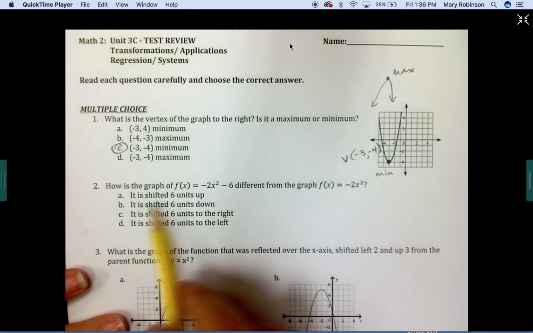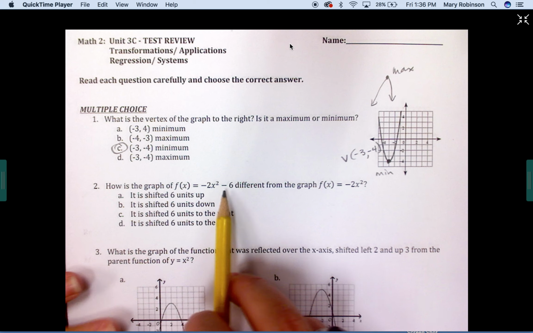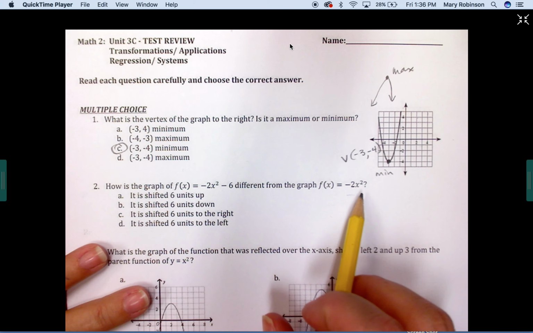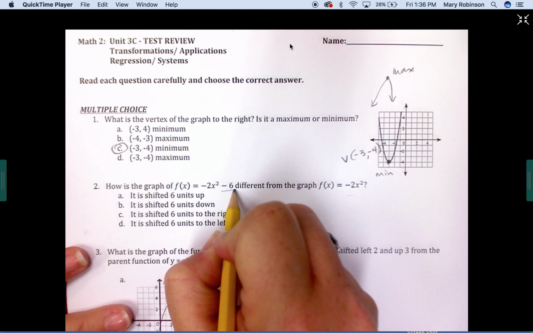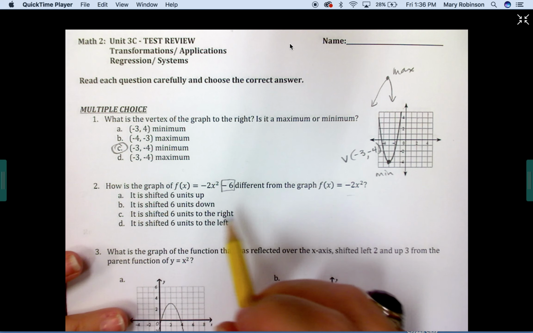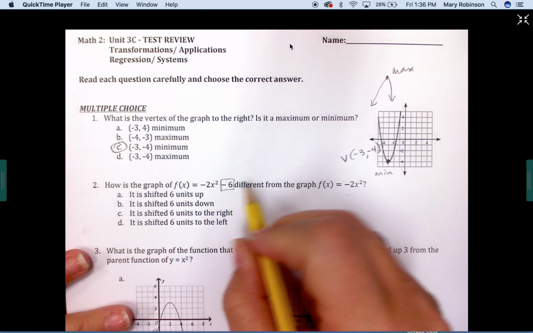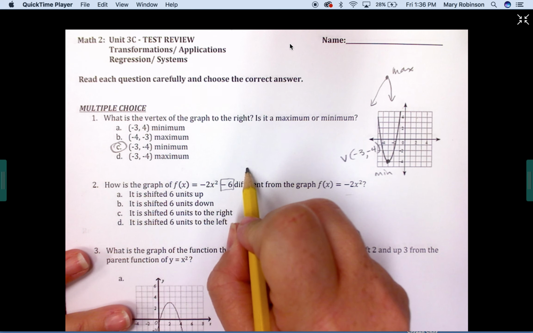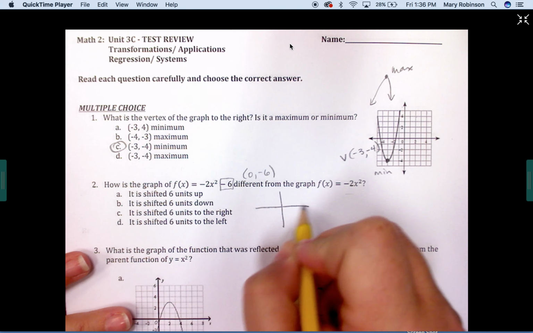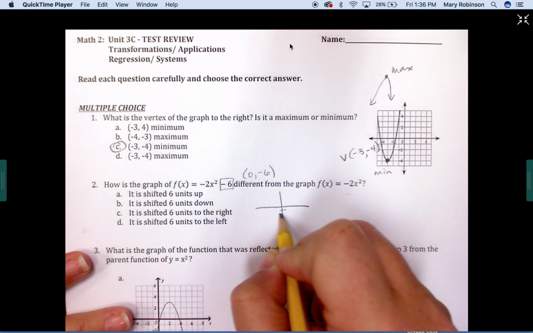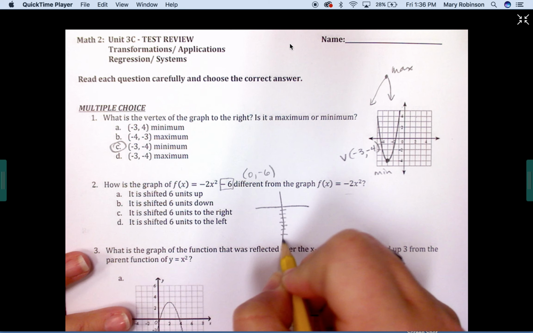Number 2, how is the graph of -2x squared minus 6 different from the graph of -2x squared? Recall that the constant term at the back of your function is your vertical shift. We should recognize that our vertex is 0, -6, and to graph 0, -6, we would not go left or right, but go down 6.